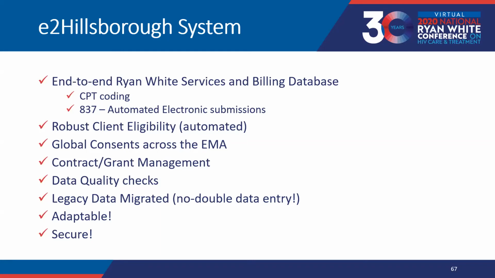And so this end-to-end Ryan White Services billing and database with the CPT coding and 837, an electronic standard for processing claims and payments. But if that's not relevant to your region, there are other ways you can do this. It doesn't require 837, for instance. No matter what, the robust client eligibility calculation that happens behind the scenes and that's automated is really powerful. That's an excellent feature.